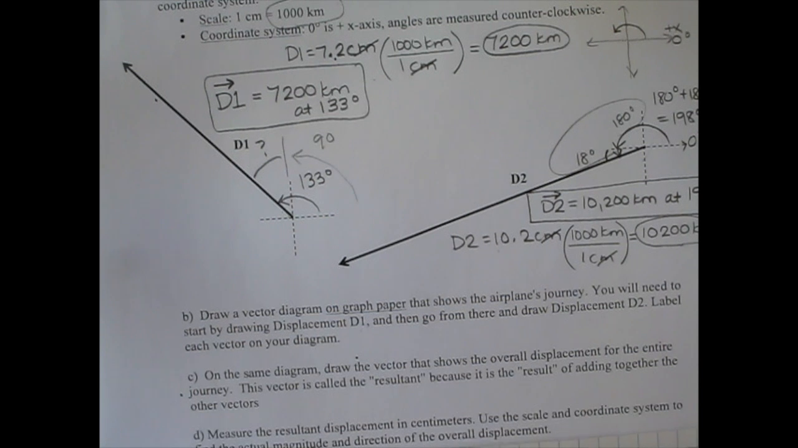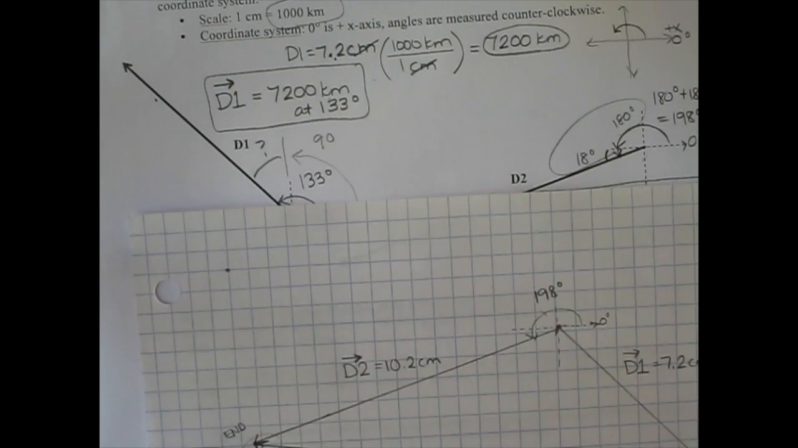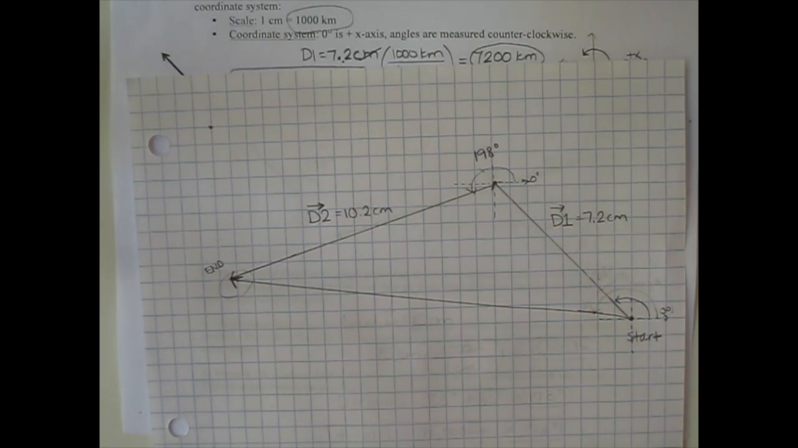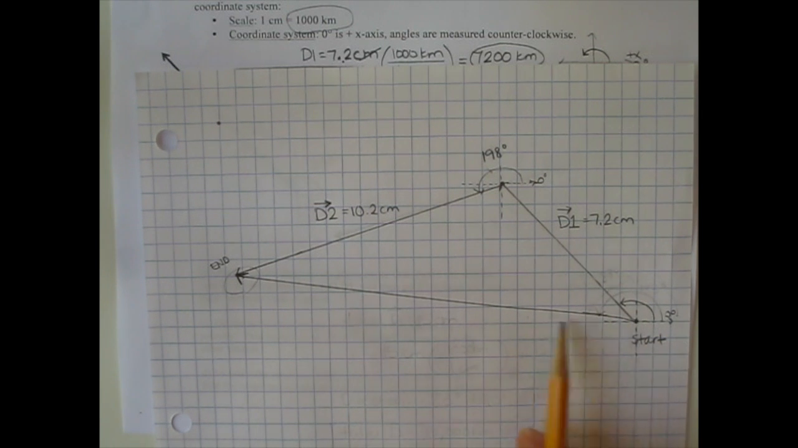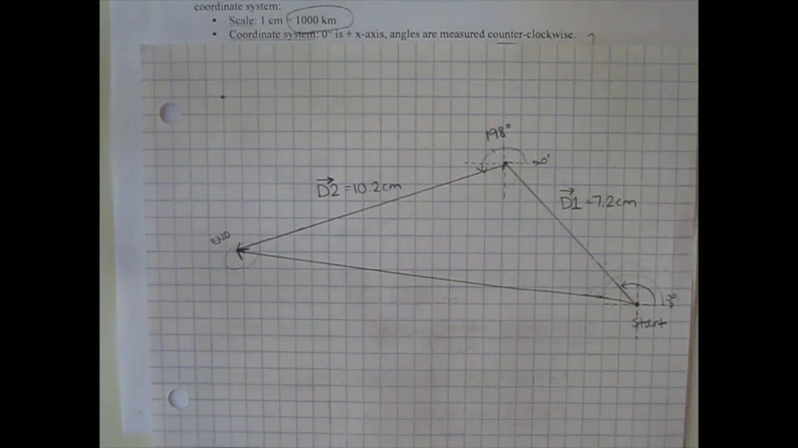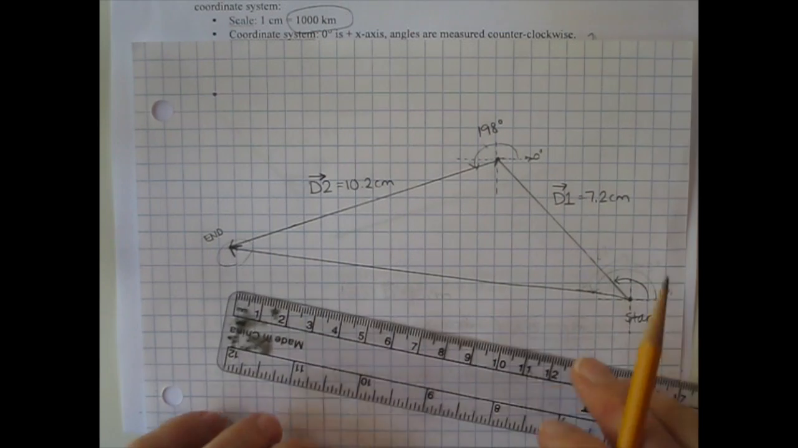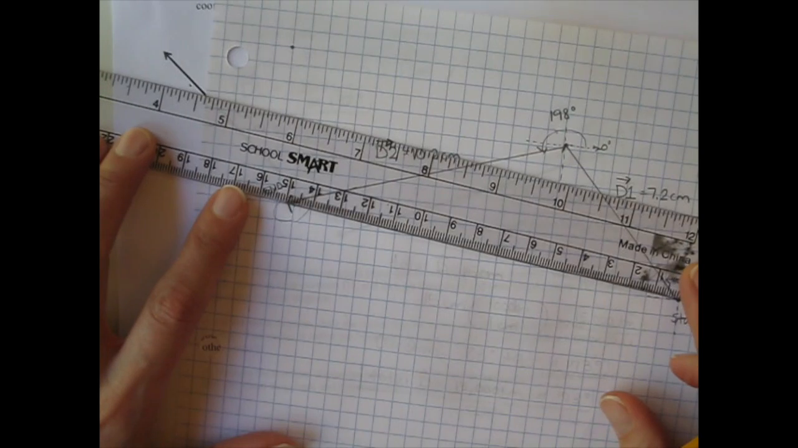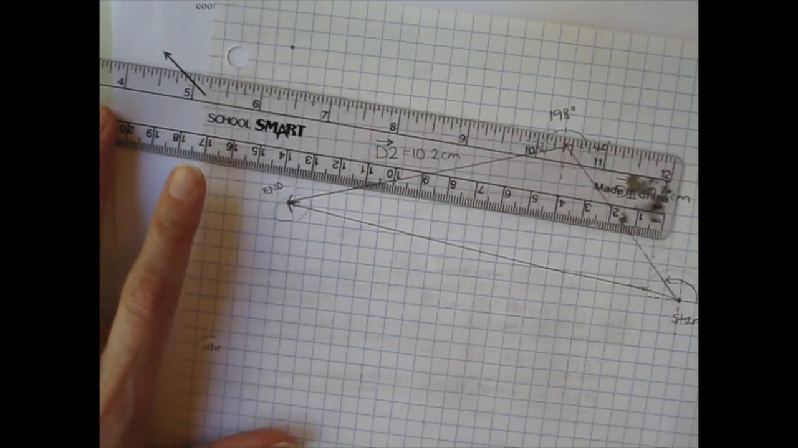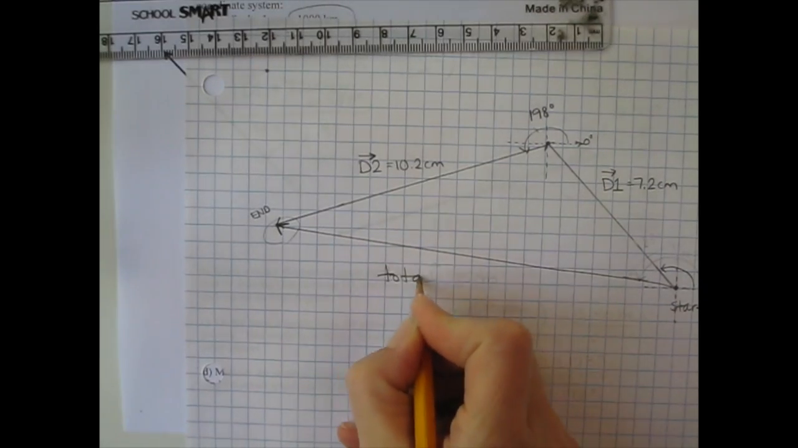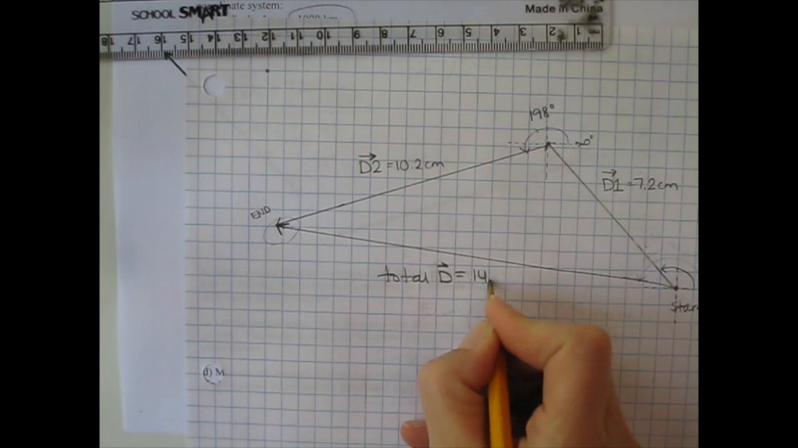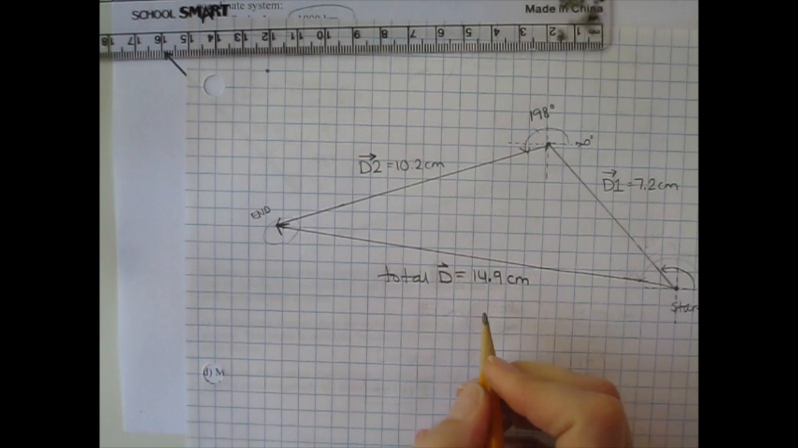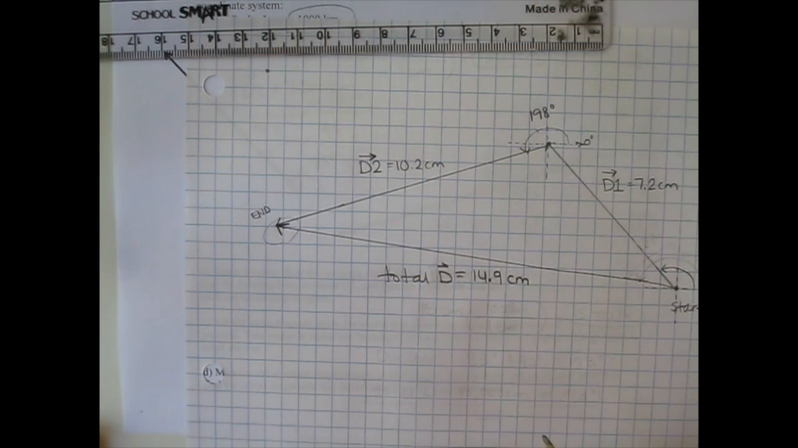Part D says measure the resultant displacement in centimeters. Use the scale and coordinate system to find the actual magnitude and direction of the overall displacement. So now we need to find this displacement. What is the magnitude of it and what is its direction? So to find that, we need to measure it in centimeters from the start to the end. This looks like it is 14.9 centimeters. So the total displacement equals 14.9 centimeters, and yours might vary a little bit depending how accurately you and I drew our diagram.